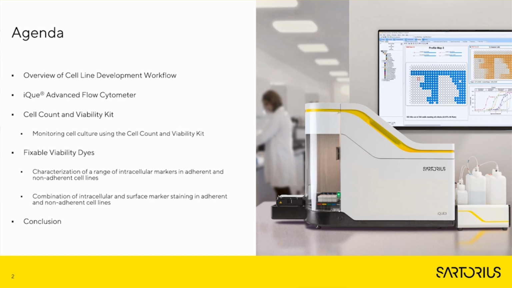for each of these, so beginning with monitoring cell culture using the cell count and viability kit, then move on to the fixable viability dyes and look at characterization of a range of intracellular markers in adherent and non-adherent cell lines, and then an extrapolation of that with a combination of both intracellular and surface marker staining in adherent and non-adherent cell lines, and finish with a conclusion and a summary of everything that we've learned today.